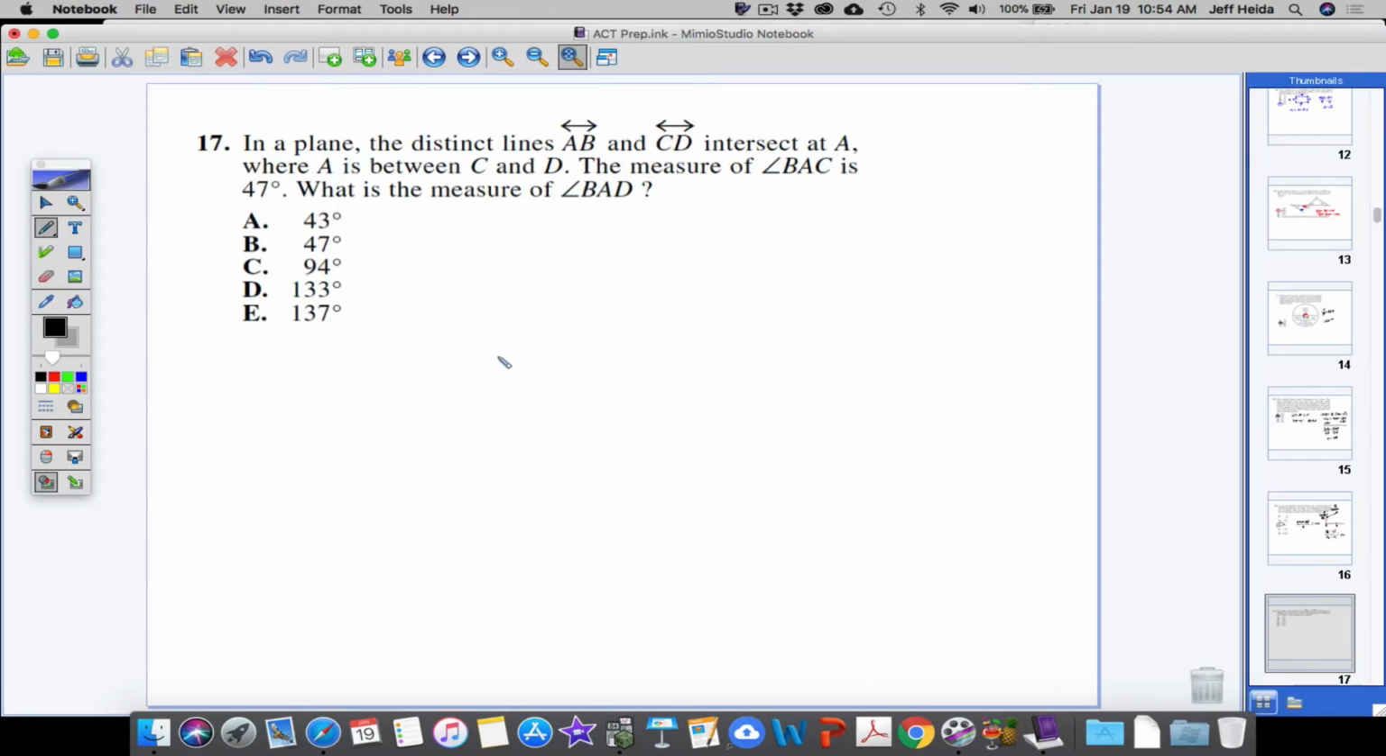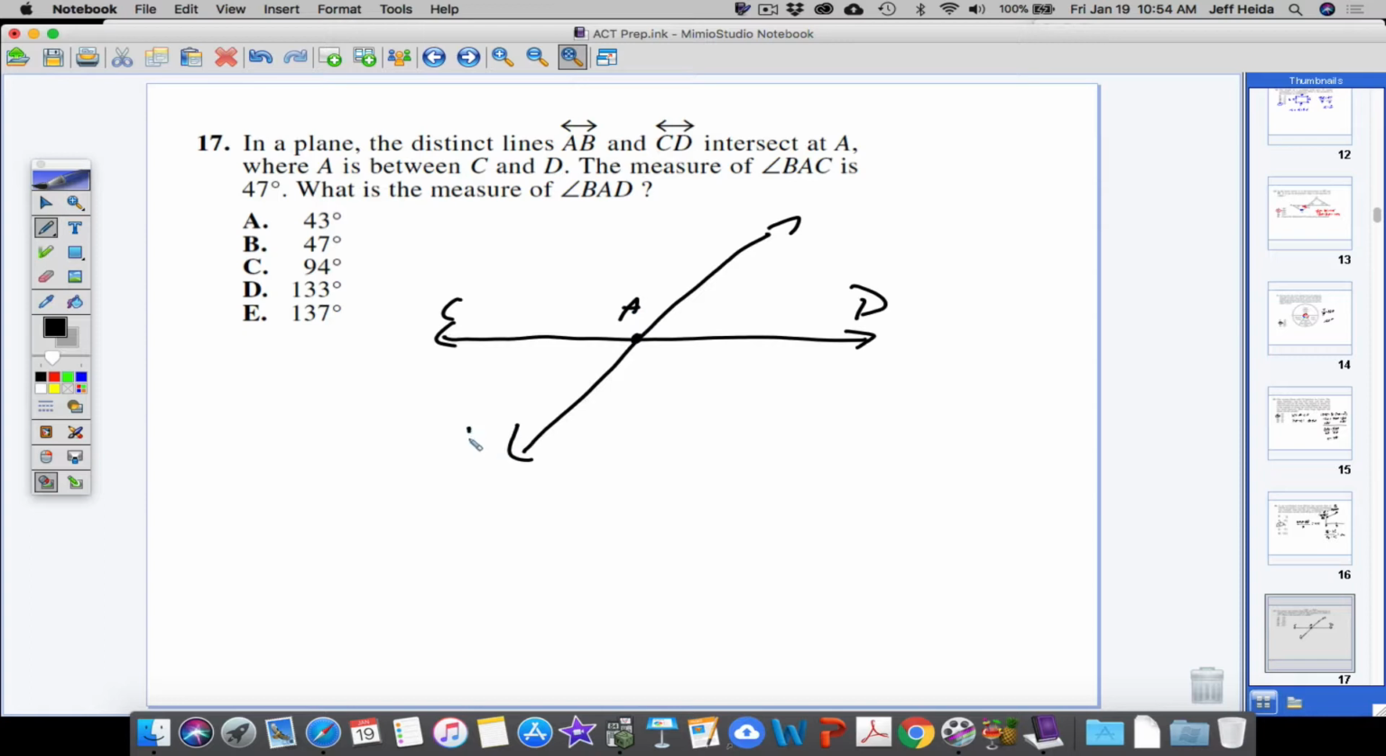Problem 17. You have a plane that has 2 distinct lines, A, B, and C, D. They intersect at A, where A is between C and D. The measure of BAC is 47, so we're going to do CD as a line, and then we're going to call this A, B. So the measurement of angle BAC, this angle, is 47 degrees. What is the measurement of BAD, which is this angle?